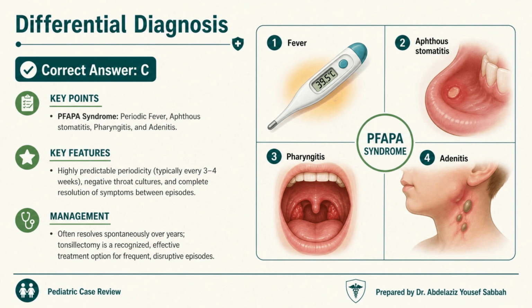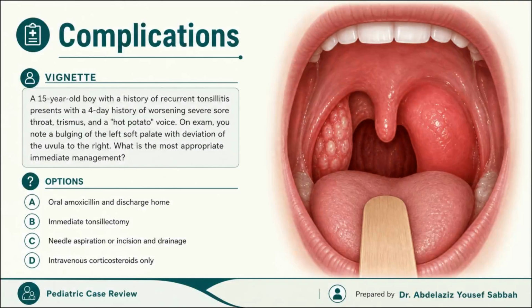Now, let's consider a serious complication of recurrent tonsillitis. Let's look at a serious complication. A 10-year-old boy with a history of recurrent tonsillitis presents with a 4-day history of worsening severe sore throat, trismus, and a hot potato voice. On exam, you note a bulging of the left soft palate with deviation of the uvula to the right. What is the most appropriate immediate management?